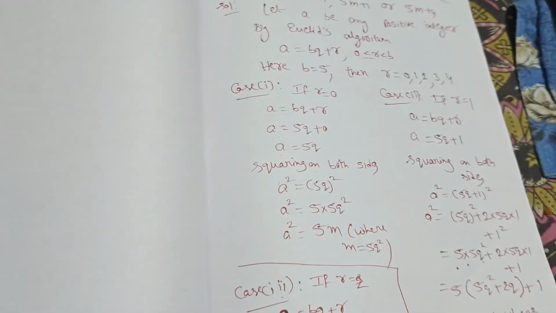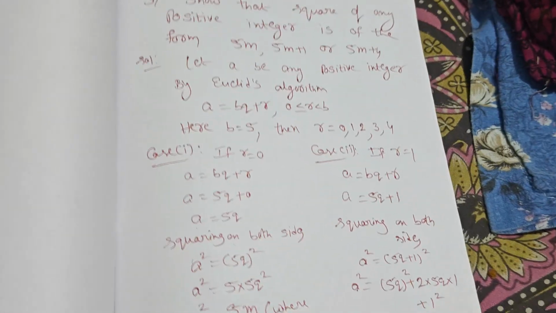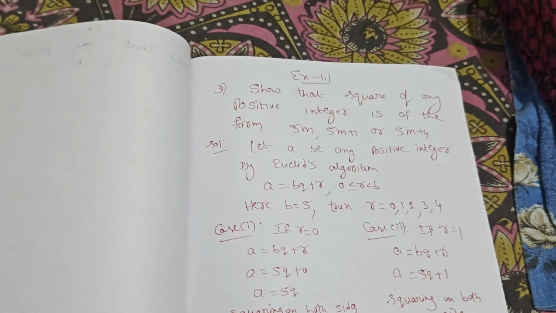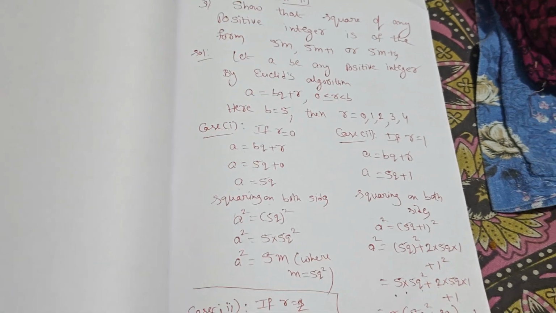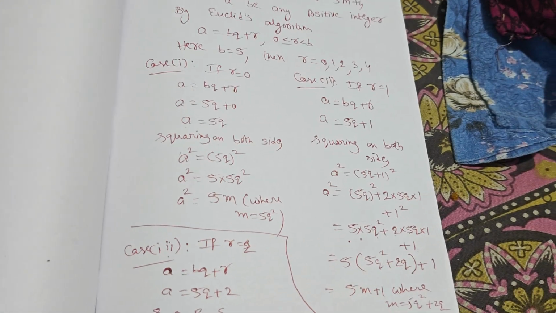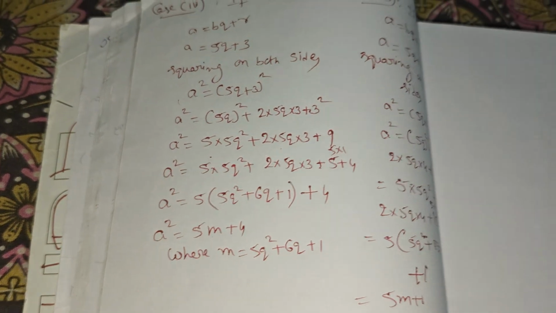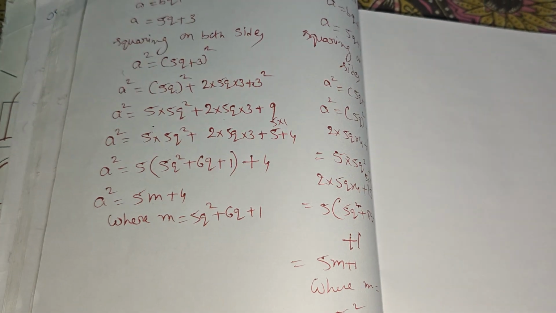See, in case 1 you got 5m. Actually in the question they told us the square of any positive integer is of the form 5m, 5m plus 1 or 5m plus 4. So here we got 5m. Here we got 5m plus 1. Here we got 5m plus 4. Here we got 5m plus 4. Here we got 5m plus 1.